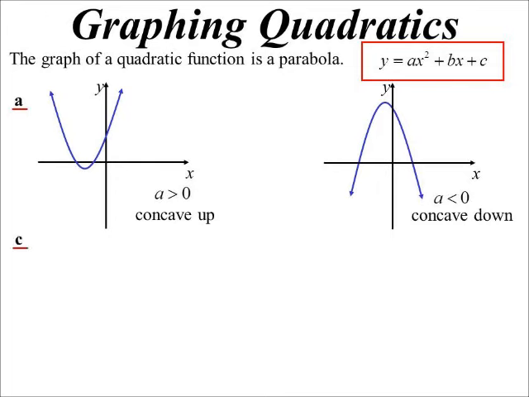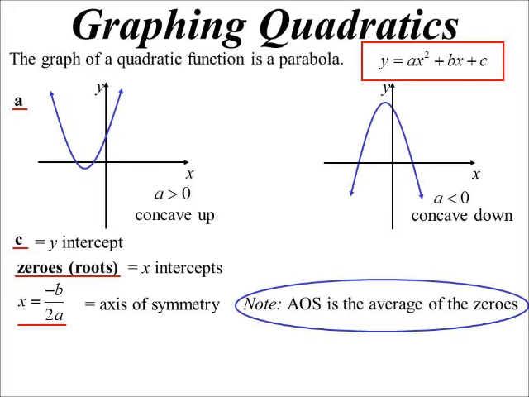Now, the other way you can do that, if you found the solutions, you can also just average the solutions out. Because of the symmetry, the axis of symmetry must be the average of the two solutions, because it must be in the middle. So it depends what you've already found on how you go and get the axis of symmetry.